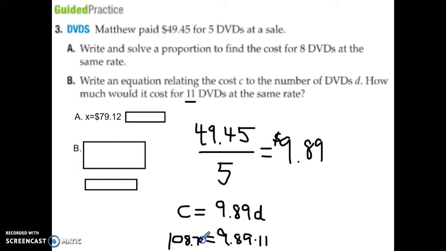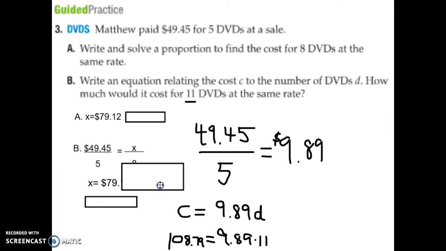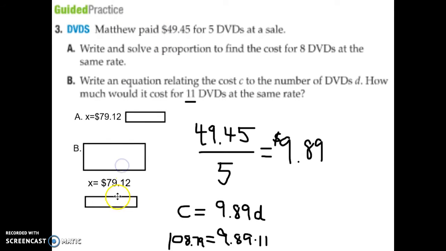The nice thing about this equation is that if they ask multiple types of problems, we can solve it multiple times. They want to know how many for 50 DVDs, 100 DVDs, 72 DVDs, 3 DVDs. We just plug in that number right here and multiply, and we'll get our answer. That's really nice about these equations if we set them up. So how much will it cost for 11? Right there, $108.79.